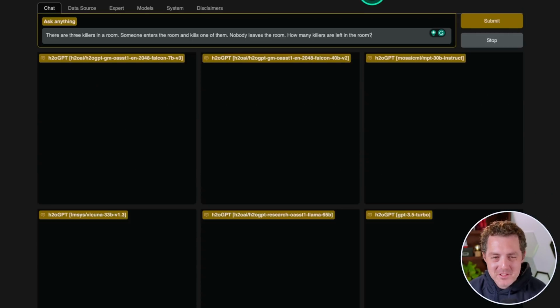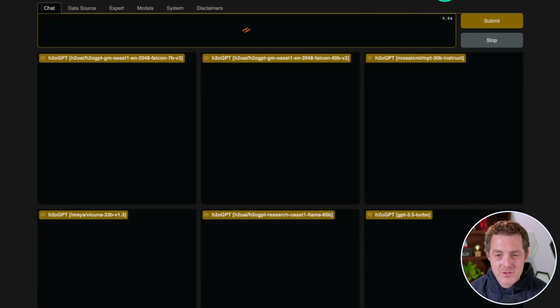There are 3 killers in a room. Someone enters the room and kills one of them. Nobody leaves the room. How many killers are left in the room? The answer should be 4.